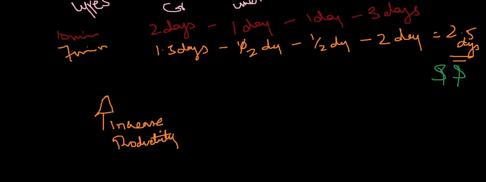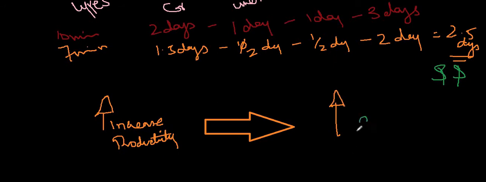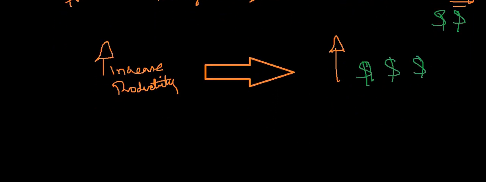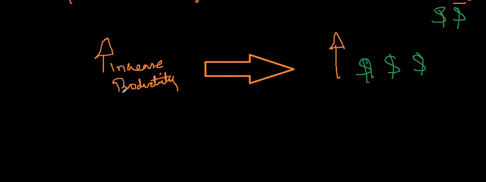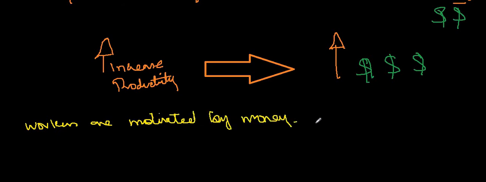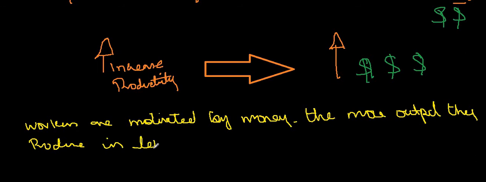So the more an employee would increase productivity, the more money they would get. So in simple words, I'll repeat whatever I've explained. He said that workers are motivated by money. The more output they produce in less time, the more they will be paid.